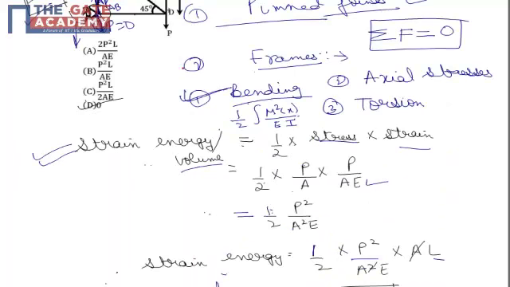But here the concern was regarding pin joints, for which the answer comes out as option D, that is 0. Thank you.